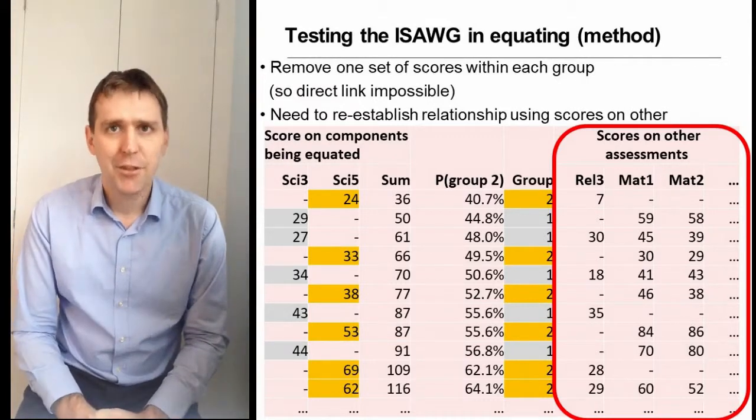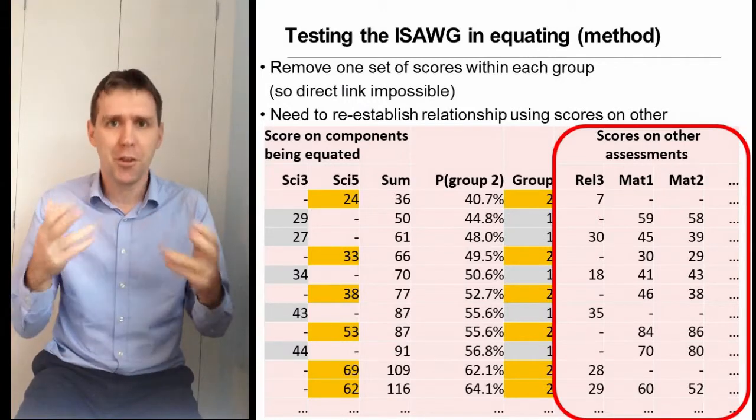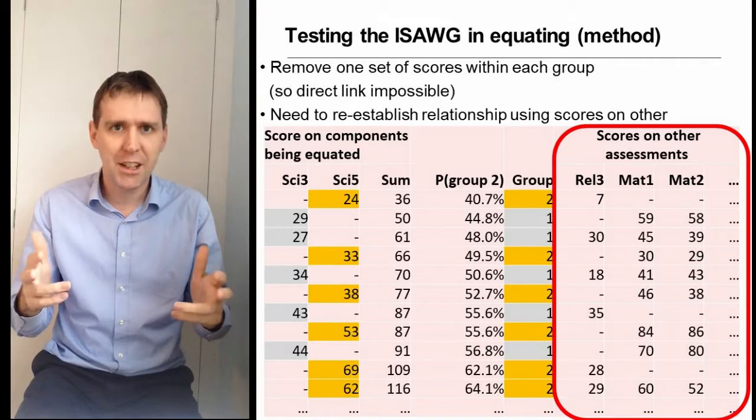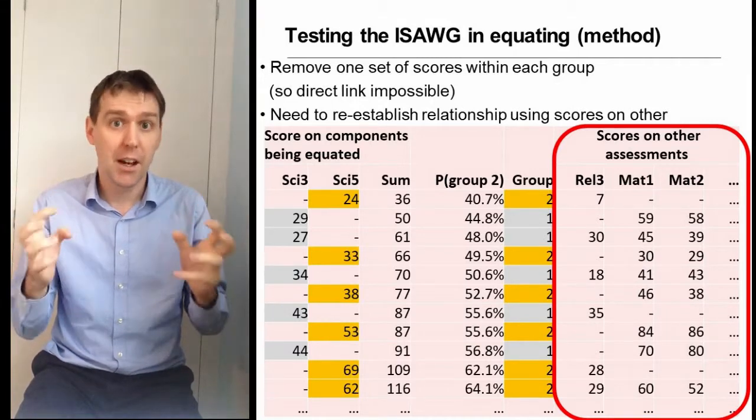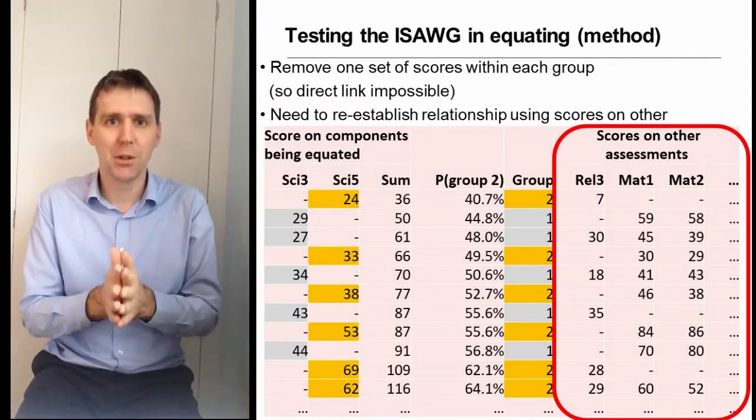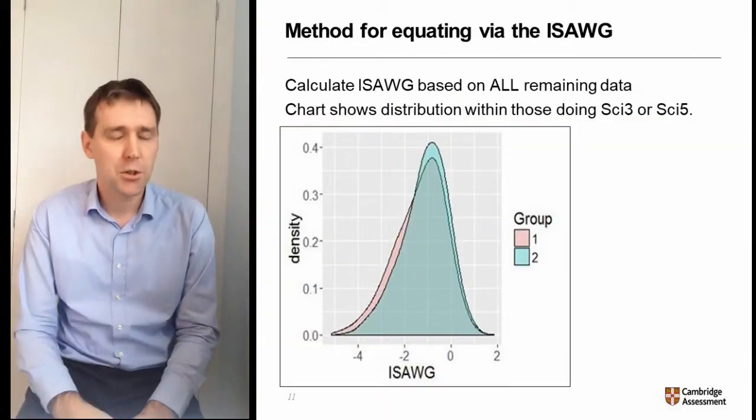Well, I'm going to use all our data from other assessments. Some people have got data from a religious studies exam, others from maths exams, lots of other data I'm not showing here. We're going to bring it all together to help us compare the difficulty of Science 3 and Science 5. How am I going to do it? This is where the ISORG comes in.